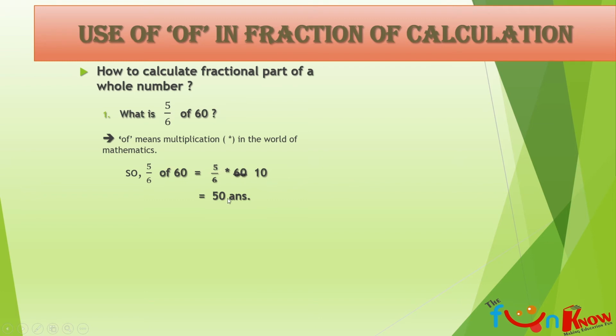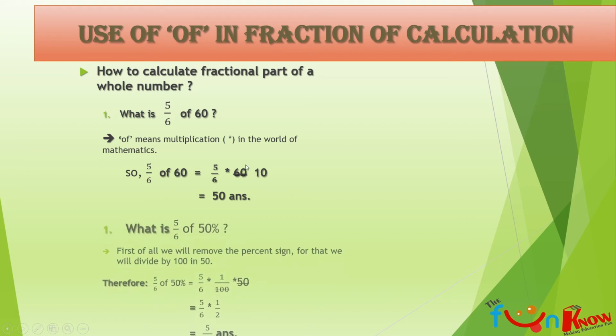So if the question is 5 by 6 of 60, the word 'of' itself says it's a multiplication sign. Then you can just multiply, and whatever the simplest form is, you can reduce it by dividing, find the simple form, and then write the answer.